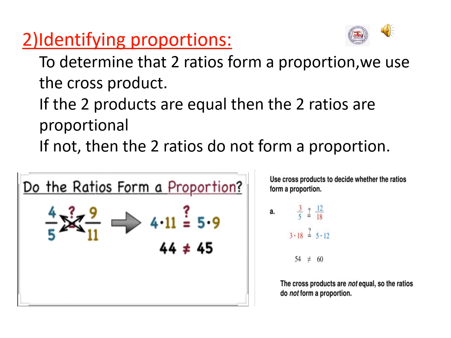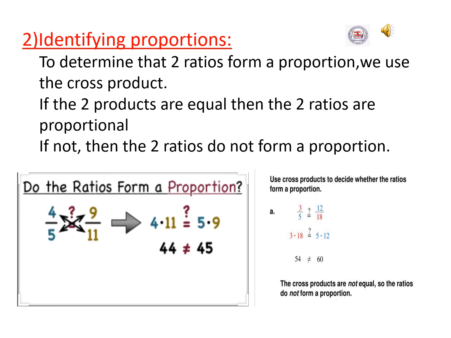Identifying proportions. How to determine that two ratios form a proportion? The easiest way is to use the cross product. If the two products are equal, then the two ratios are proportional. If not, the two ratios do not form a proportion.